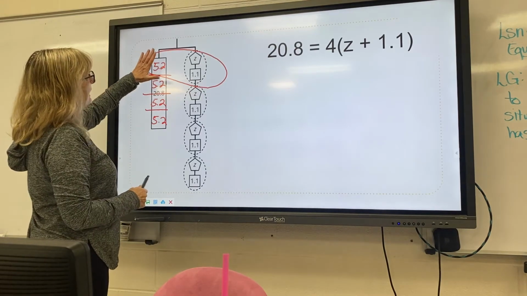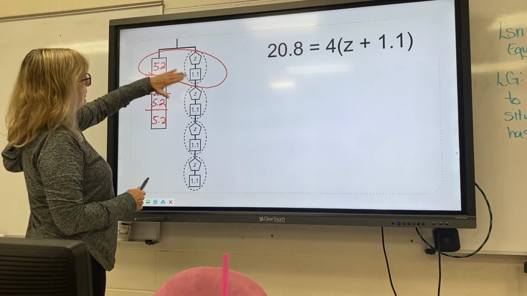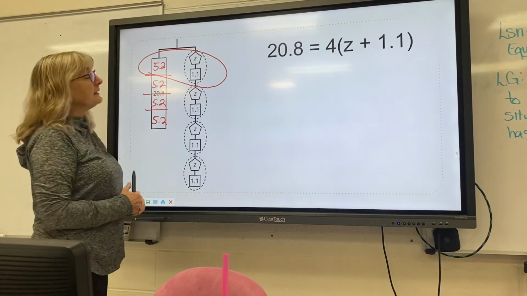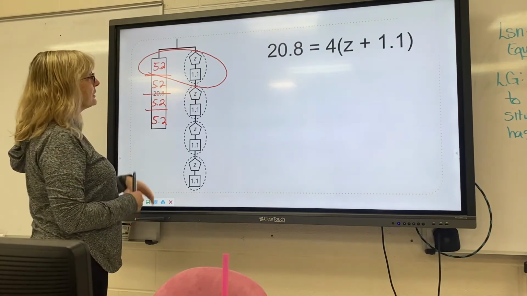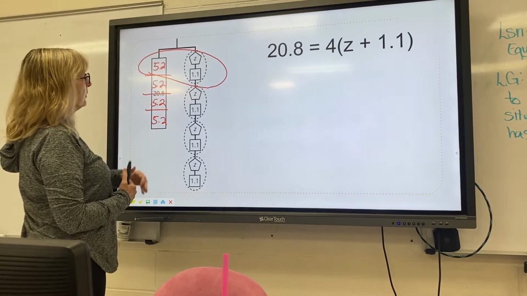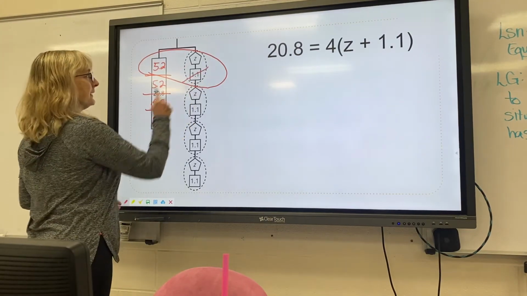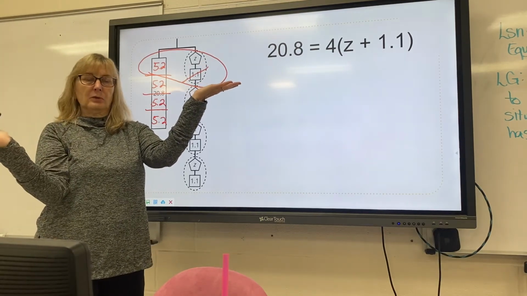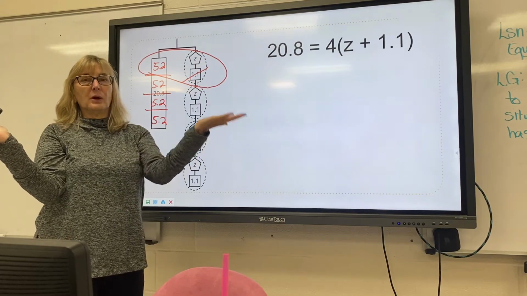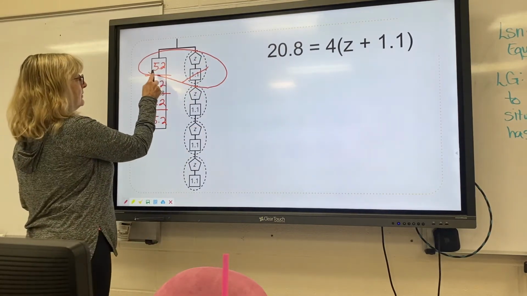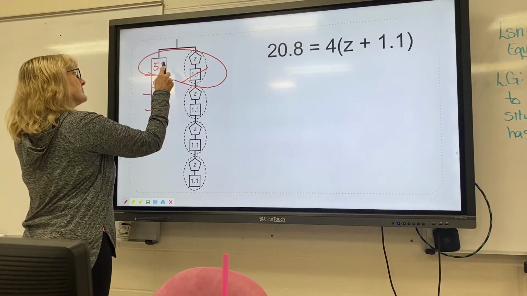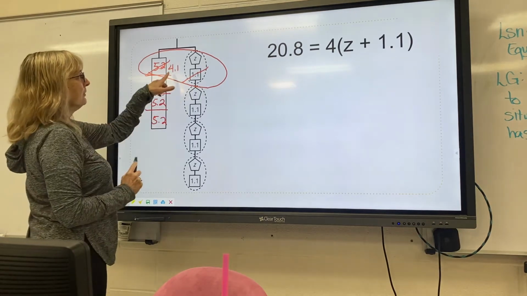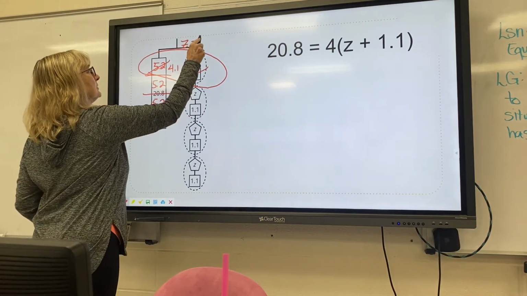So now I can say that z plus 1.1 is balanced with 5.2. Remember, our goal is to get the variable z by itself. So what's hanging there with z? 1.1, I want it to go away. So if I take away 1.1 here to keep it balanced, because now I've taken away 1.1 here, I've got to take 1.1 away from this side. So taking away 1.1 from 5.2 is going to give me 4.1. So now we know that z equals 4.1.